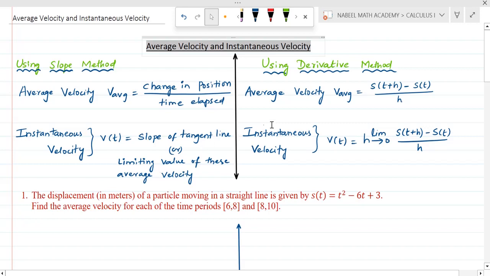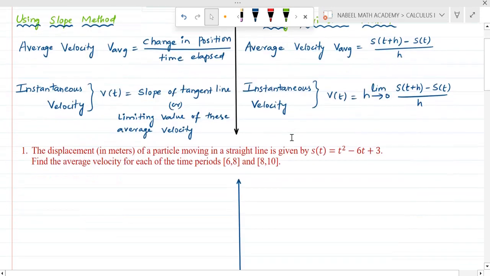Whereas in the derivative method, you have to calculate, for the given function, s of t plus h minus s of t, over h. This is the average velocity. If you take h approaching 0, this is the instantaneous velocity. Now we will solve one problem using both methods so that you can get a clear idea about the topic. This is the function here.